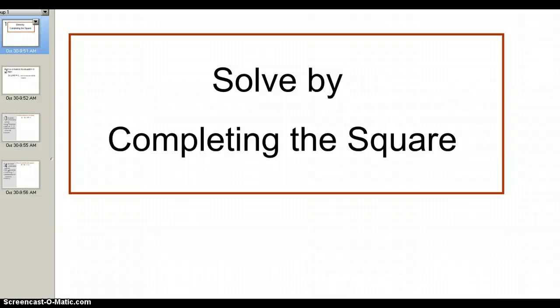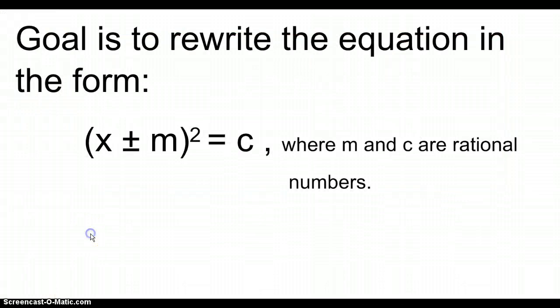Hi guys, today we're going to talk about solving by completing the square. When we are trying to solve by completing the square, our goal is to rewrite the equation so we have a perfect square on one side of the polynomial equation, because those are pretty easy to solve. To get rid of the square, we just square root both sides.